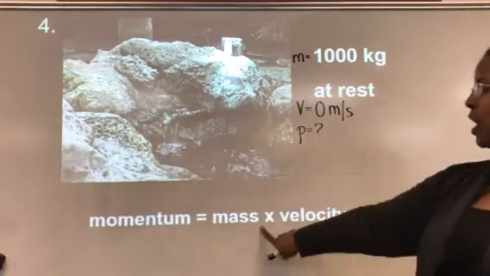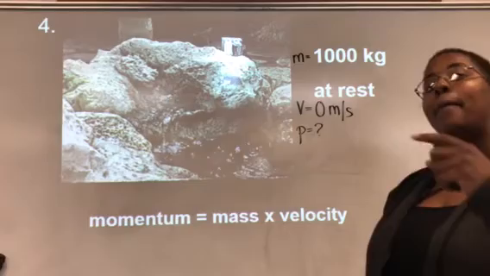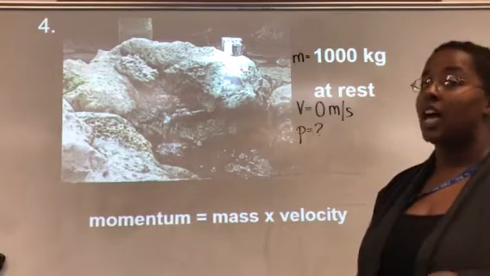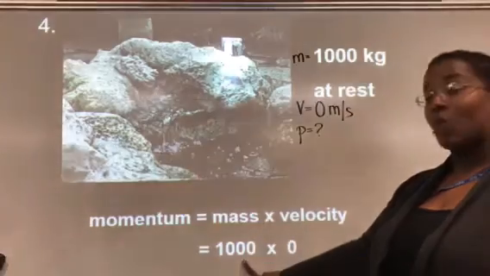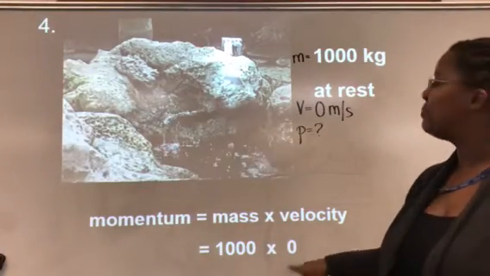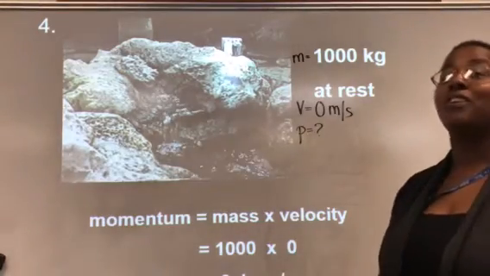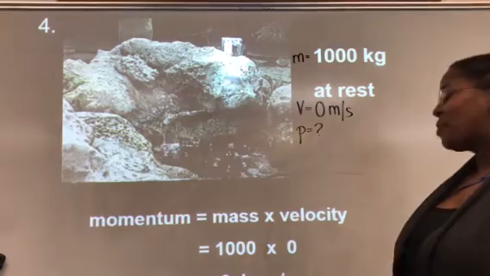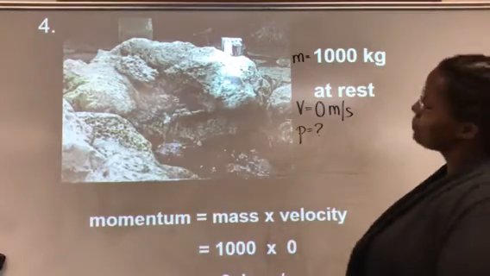So your equation, momentum equals mass times velocity. P equals M times V. I'll plug in my numbers. My mass is 1,000 kilograms. The velocity is, of course, 0. In the end, anything times 0 will give you 0. So my answer is 0 kilograms times meters per second.